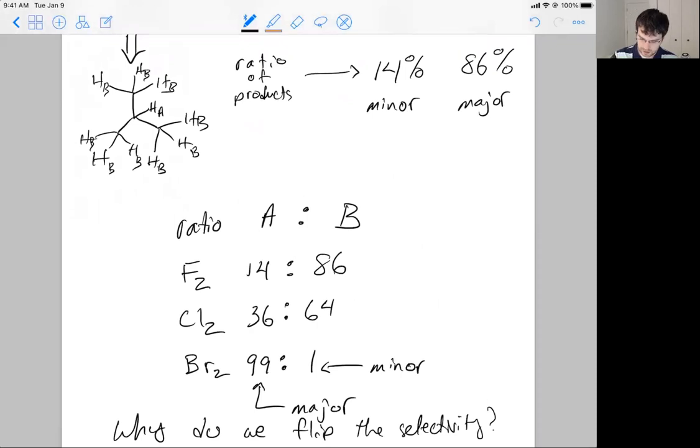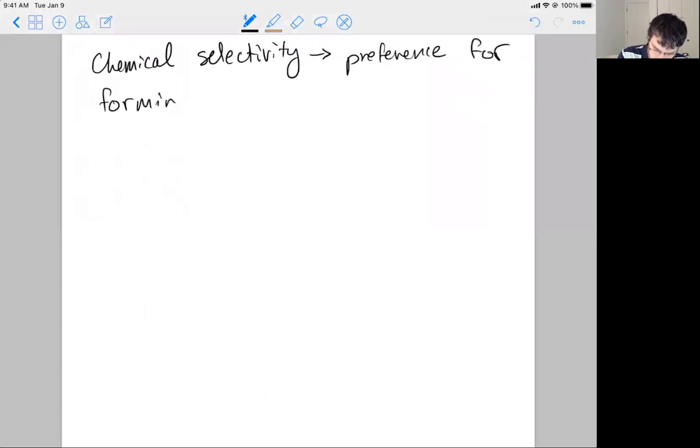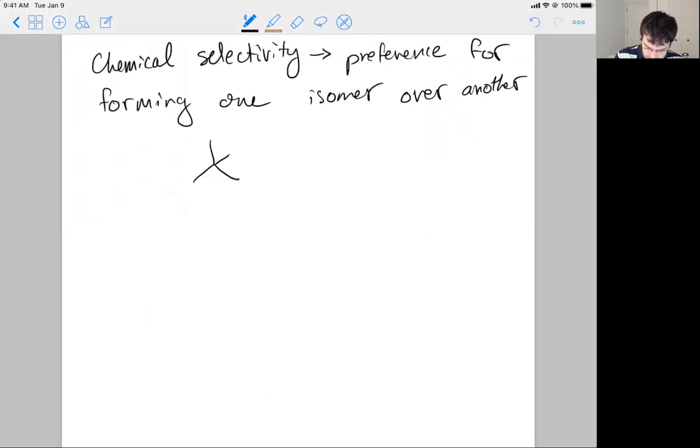So let's go over here and just define that. Chemical selectivity just describes the preference for forming one isomer over another. In this case, it's constitutional isomers. So if we have an X here versus an X here, an HA or an HB substitution, we would just recognize that both of these have the same formula, but they're isomers of each other, but they have different connectivity. So these are constitutional isomers.